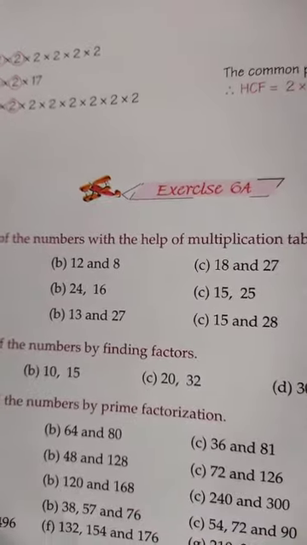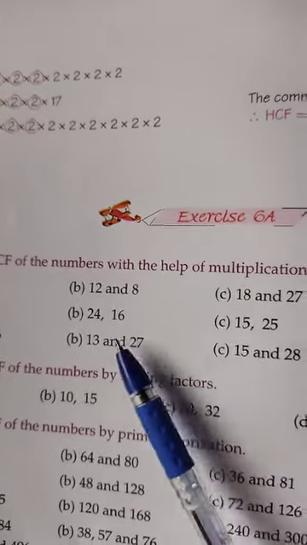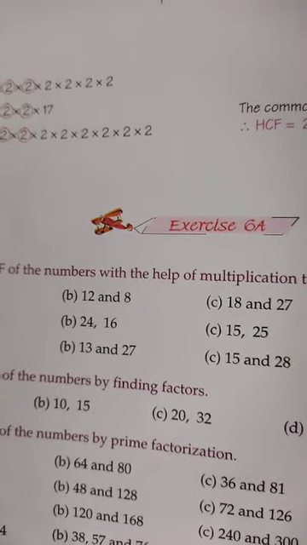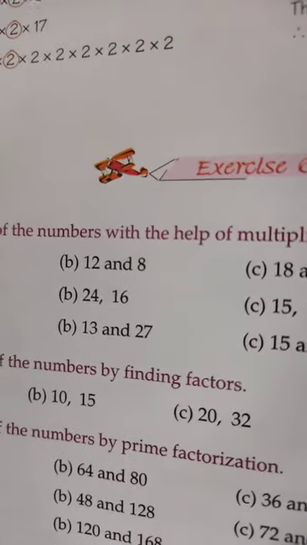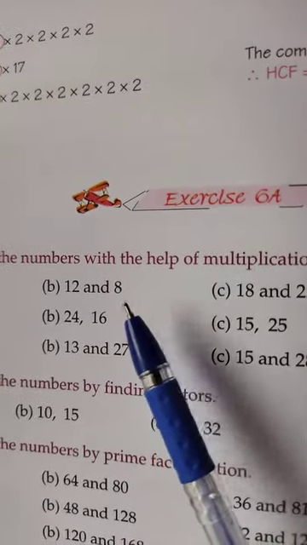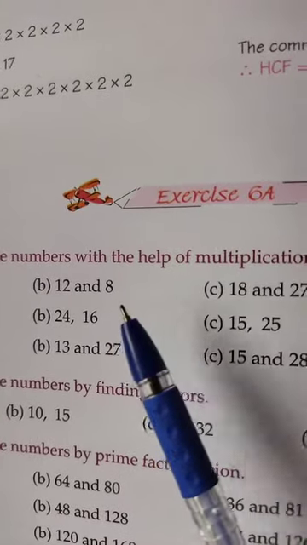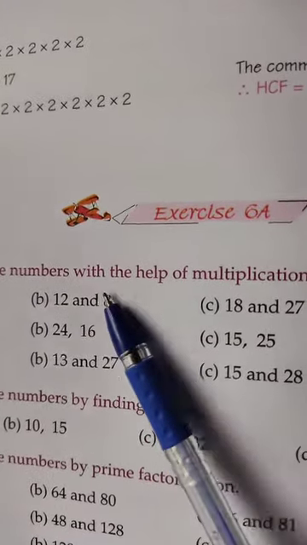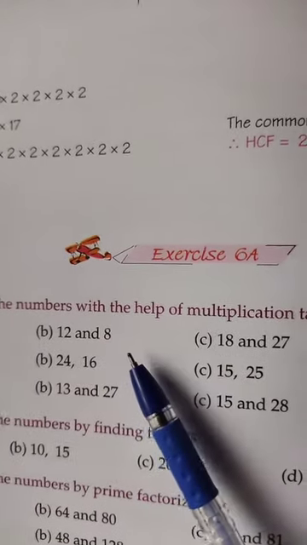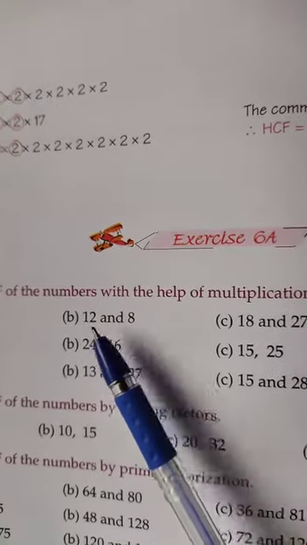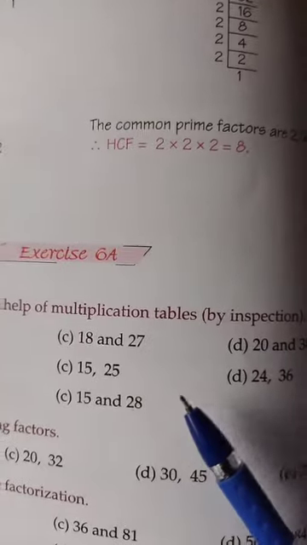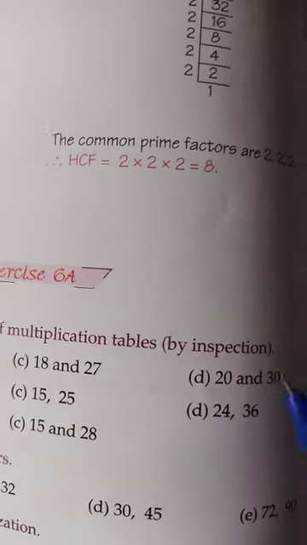Let us see the next part, B part, 12 and 8. For these two numbers, you have to find the greatest common factor. So which will be the greatest common factor of 12 and 8? The number is 4. The greatest common factor means the greatest number that divides both numbers. So it is 4. That is why the HCF of this question will be 4. So in this way, by seeing only, you have to write the direct answer. This is called inspection.